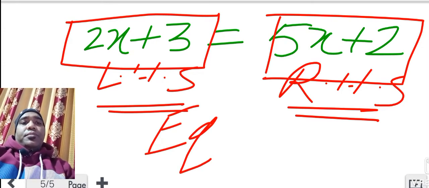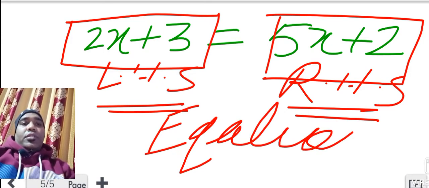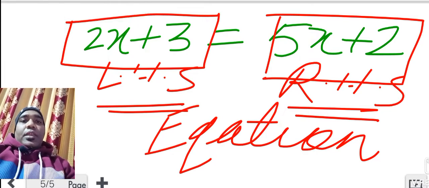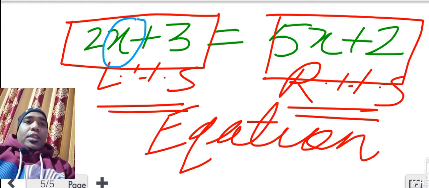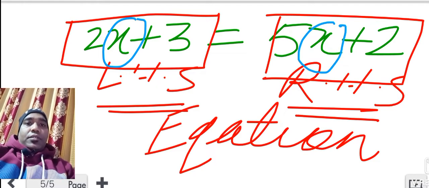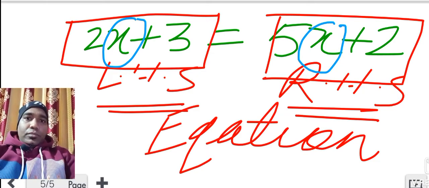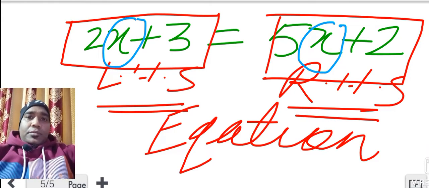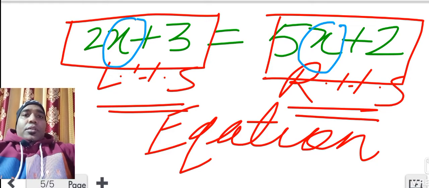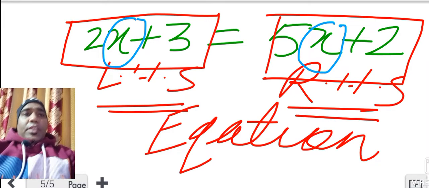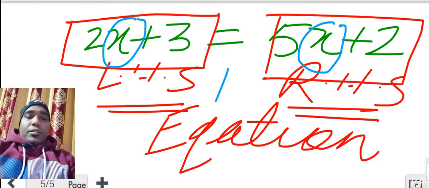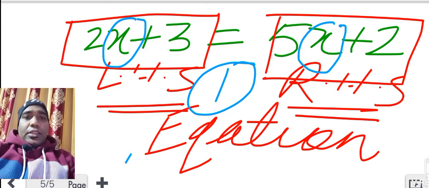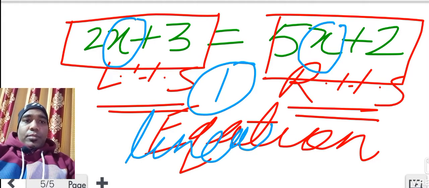Just now I have told you, they are called equations. Now here, what is the variable part? Here the variable part is x, here also the variable part is x. Got it? Now, in the variable, if the exponent is 1, then it will be called what? Linear equation.